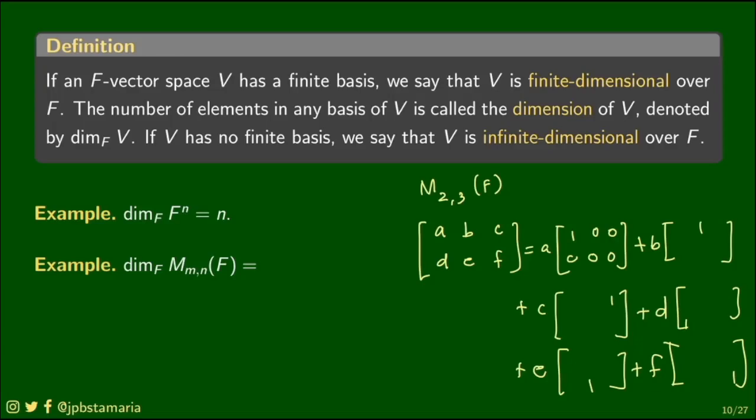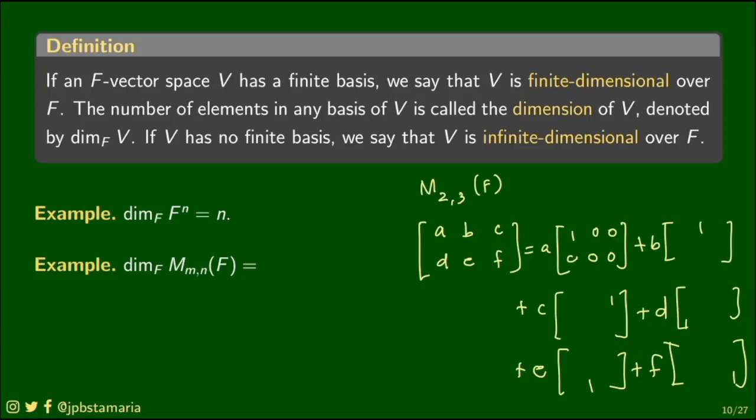So in this example, there are 6 elements in a basis, because we were able to find a basis consisting of these matrices for the space M23. In general, what is the number of elements in a basis for the space of m by n matrices over F?